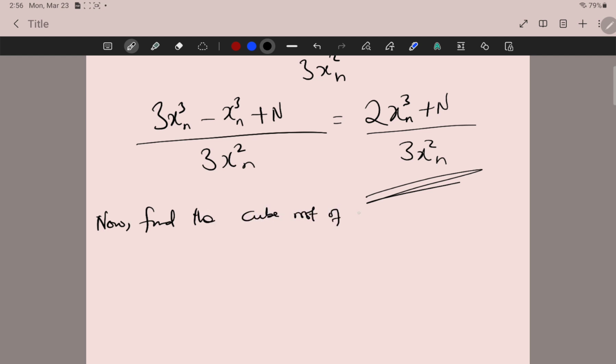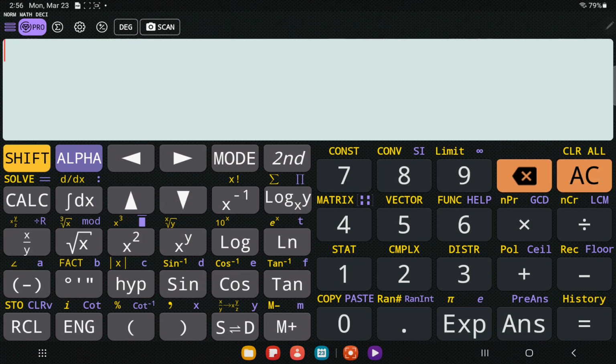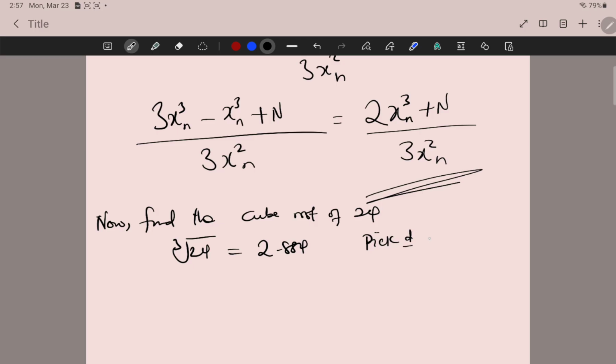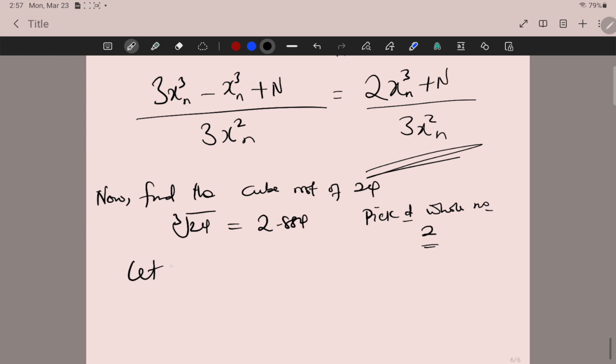What is the cube root of 24 on a normal day? That's 2.884. So you are going to pick the whole number there, which is 2. So let x naught be 2.